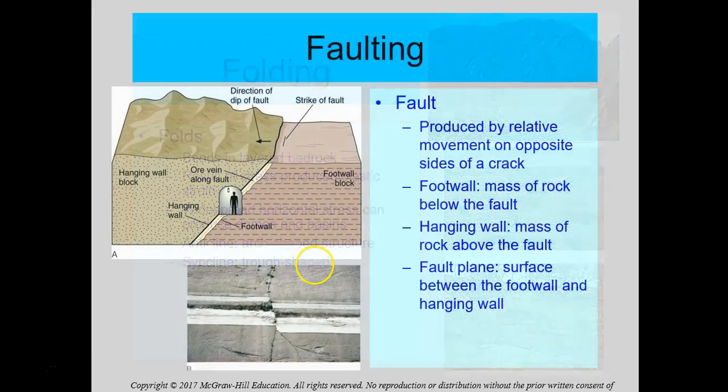In some places, the rocks can break apart and the two opposite sides can move independent of one another. There can be some relative movement compared to one or the other. So either one is moving or the other is moving, or both are moving opposite each other. But here you have what's known as a fault. And at this fault, the rocks are slipping past one another.